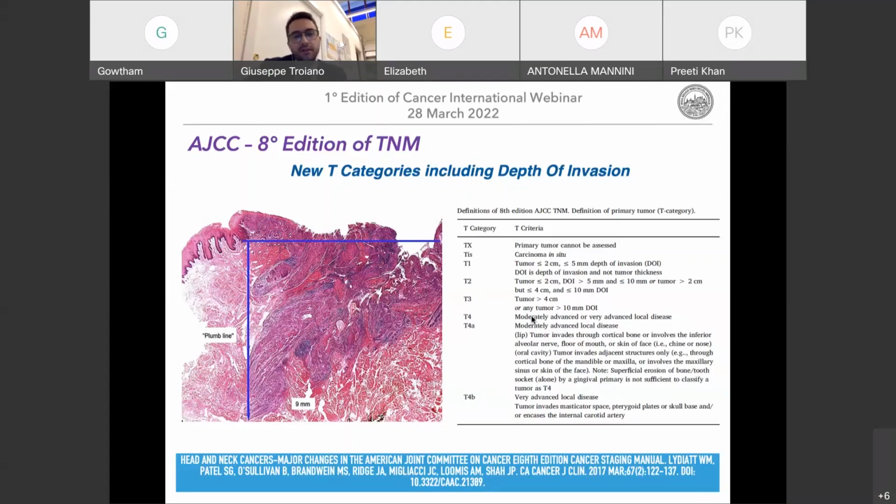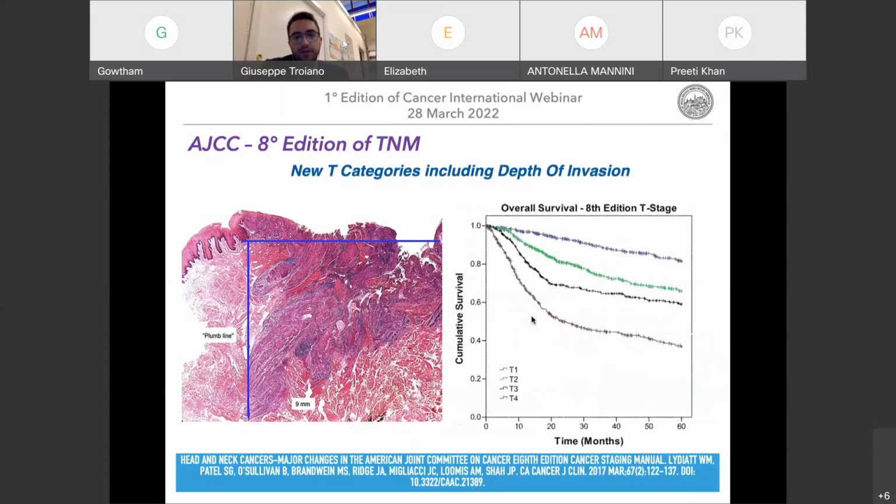In the 7th edition, we didn't have the focus on the depth of invasion, but just on the surface diameter of the tumor, the apparent diameter, because we cannot really detect the real extension of the tumor. And this has led to a much better stratification of patients.